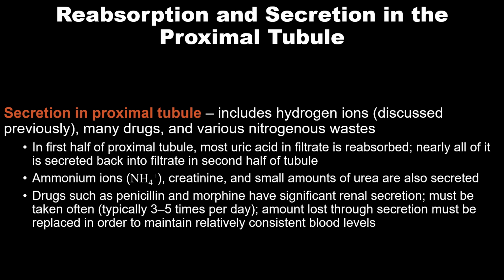Additionally, you're going to find ammonium ions. There's creatinine and small amounts of urea that are also secreted. And then drugs like penicillin and morphine have significant renal secretion. And these drugs have to be taken often, about 3 to 5 times a day, because that medicine is so quickly lost through renal secretion that it has to be replaced in order to maintain relatively consistent blood levels.